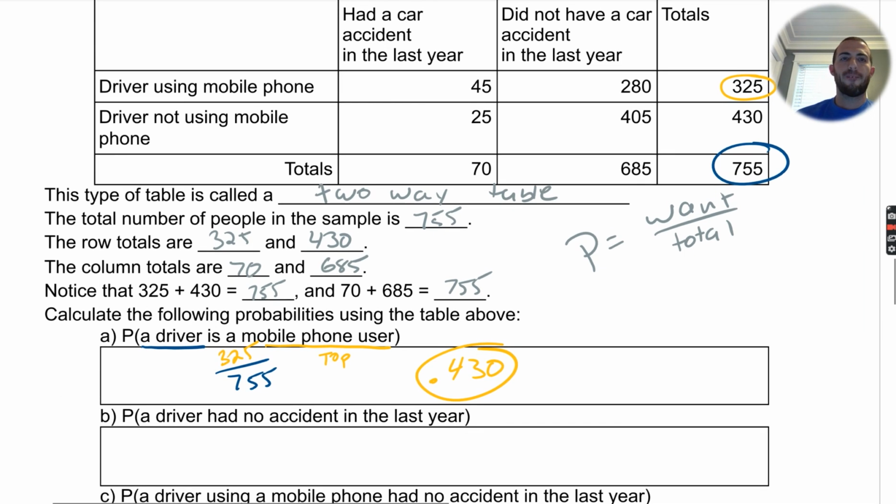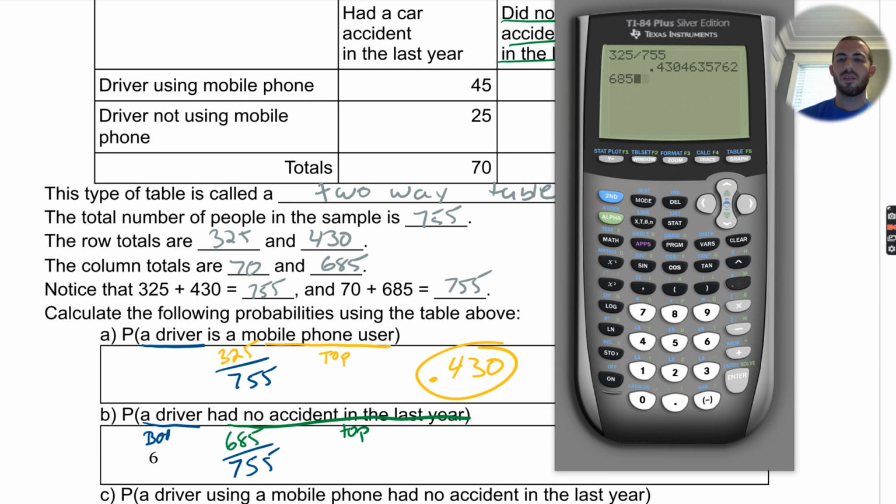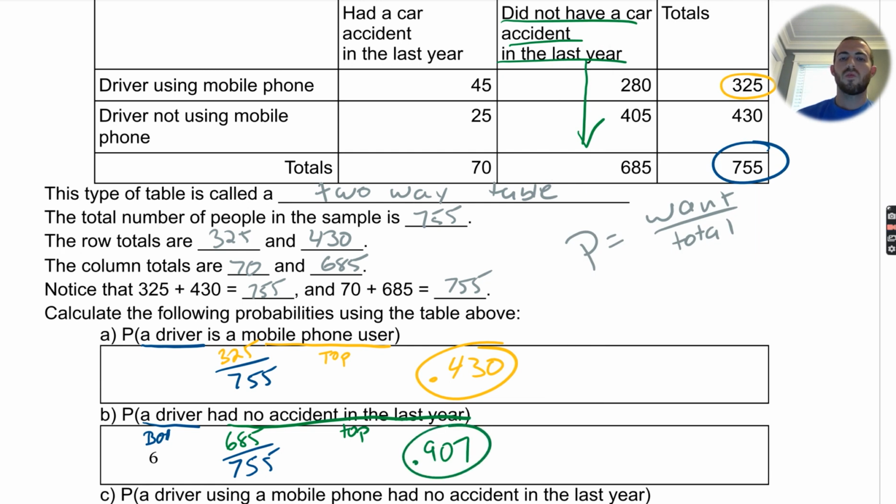The second part. Okay, so it says a driver, so that's our grand total. That's our bottom, so 755. Had no accident in the last year. So we look and see where it says had no accident in the last year. We look at that total, which was 685. That goes on top. Calculate the probability, divide. So the probability of picking a person that did not get in an accident is very, very high because 0.907 is close to 1.